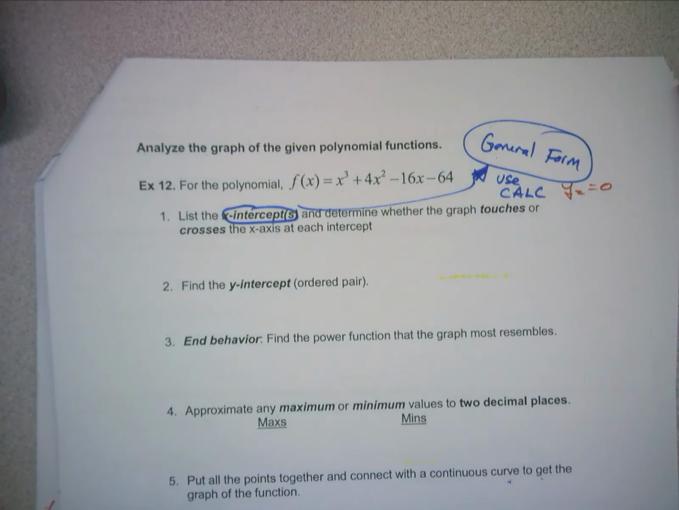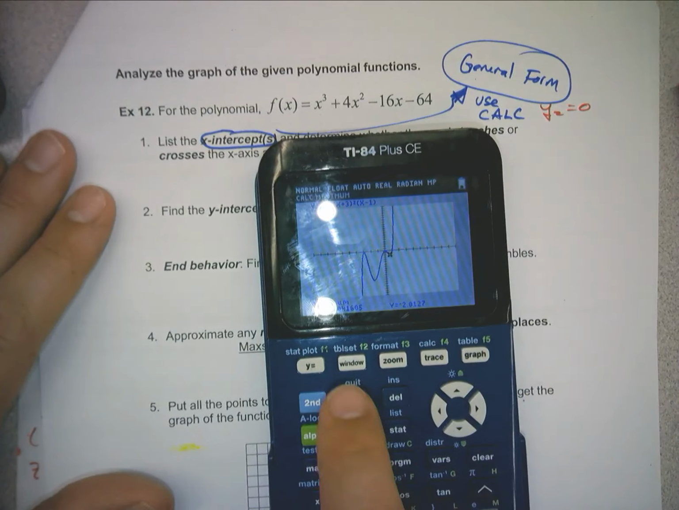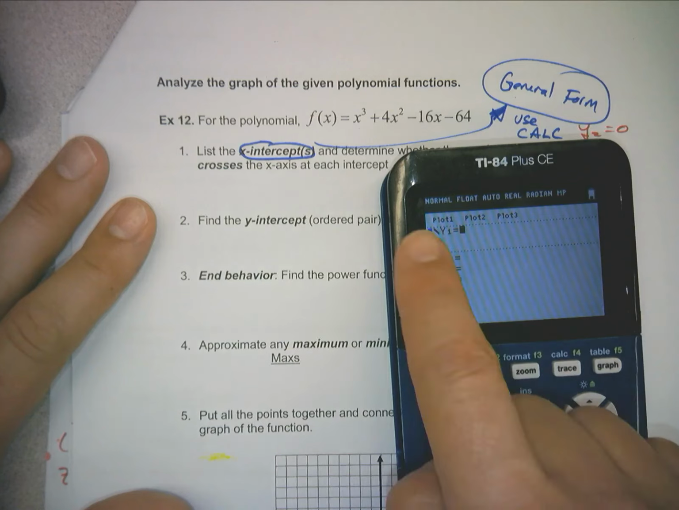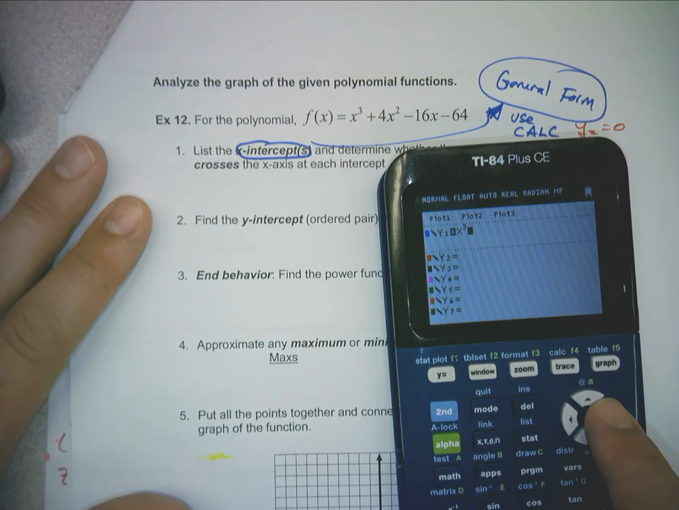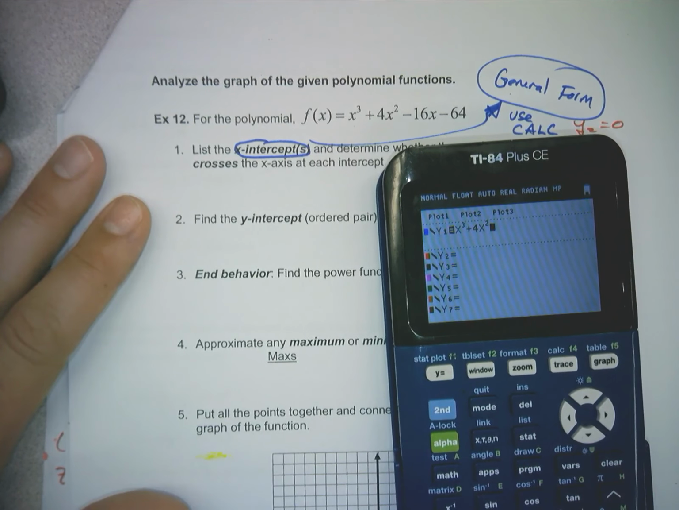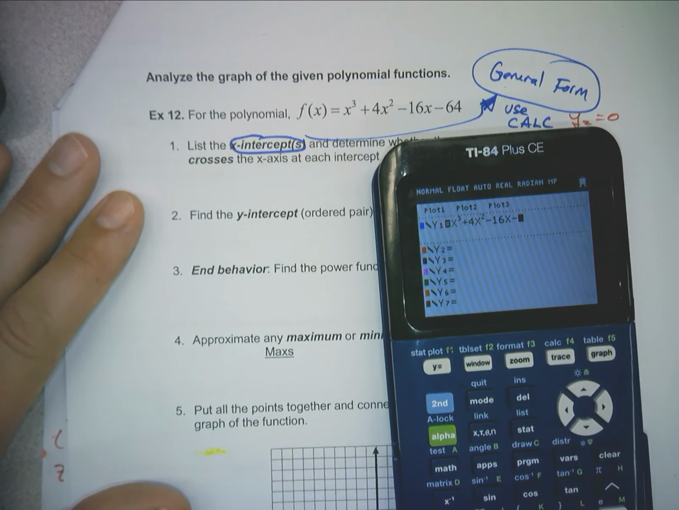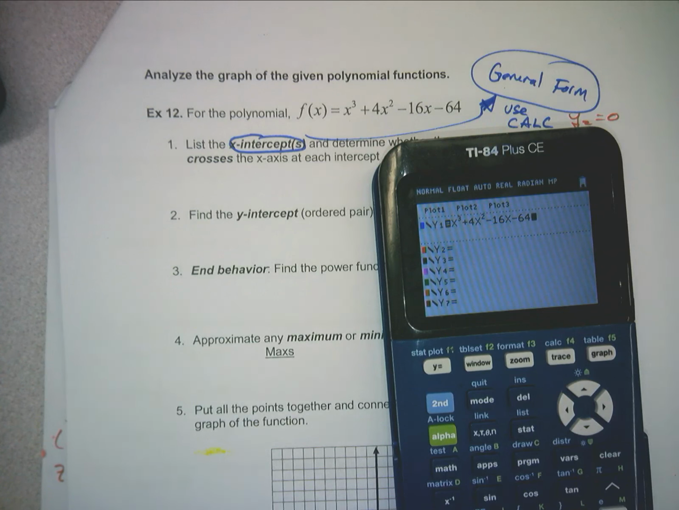First thing I'm going to do is throw this in my calculator so I can find my x-intercepts, my zeros. I'm going to go to y equals. Clear that out. Make sure your plots are off. I hope you're checking this out, this is different than the last one. So I've got x cubed plus 4x squared minus 16x minus 64. Use the minus sign above the addition sign between terms. And then go to y2 and have that as 0.